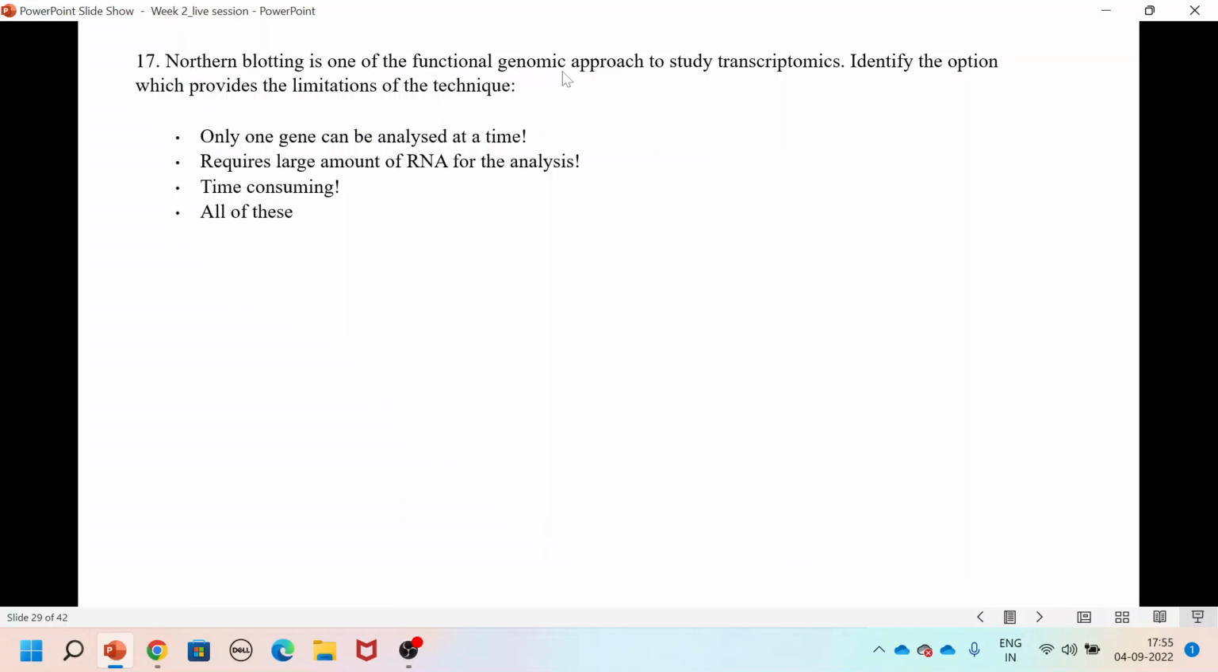So the next question is based on the northern blotting approach. Northern blotting is one of the functional genomic approaches to study the transcriptomics. Identify the option which provides the limitations of the technique. That only one gene can be analyzed at a time. It requires large amount of RNA for the analysis. It is time consuming, or all of these. So what are the limitations of the northern blotting technique?